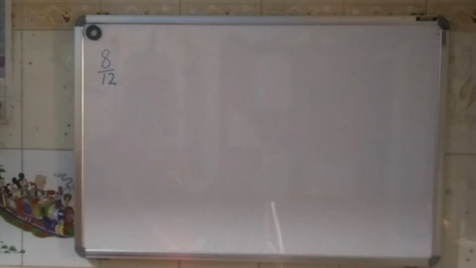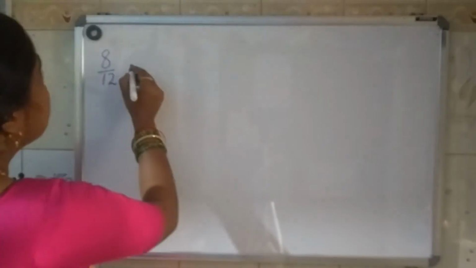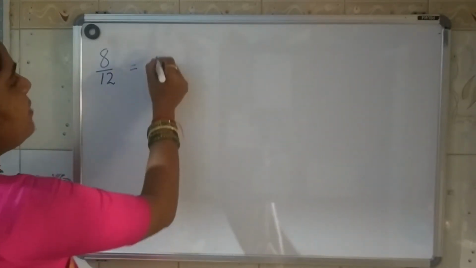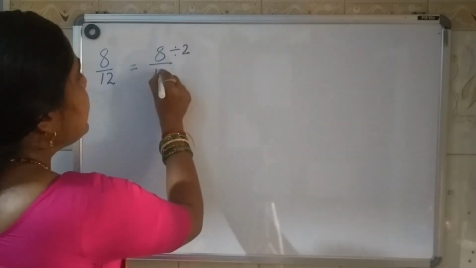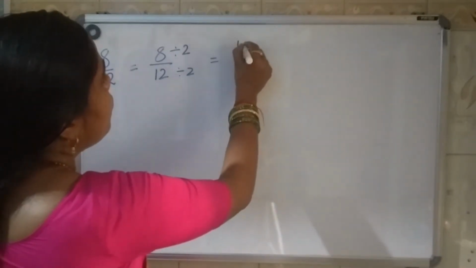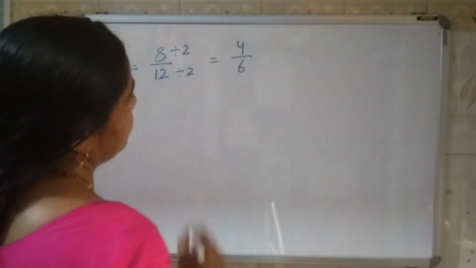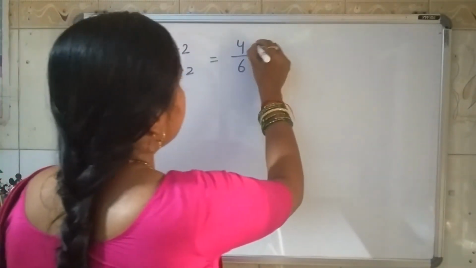The first example I explained was multiplication. The second example I am going to take by division. See, the fraction given is 8/12. If I divide 8/12 by the number 2, because 8 and 12 are both divisible by 2, it will be 4/6. Again, 4 and 6 are divisible by 2, so we will go for it.